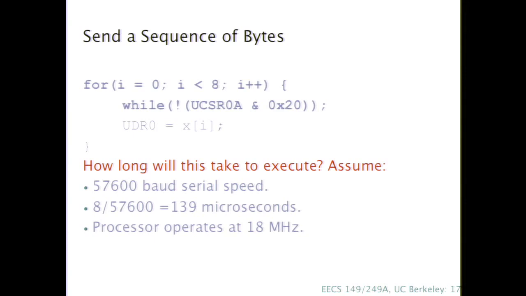That means it's going to take 139 microseconds before the UART is going to be ready again. So the while statement is going to have to wait 139 microseconds. How much is that? Well, if the processor operates at 18 megahertz, you can figure out how many instruction cycles that is. It turns out that each pass through the while loop takes 2,500 cycles. Meaning, instead of sitting there in that while loop doing nothing, waiting for the UART, you could have executed 2,500 instructions and done something useful. Instead, you had your processor just sitting there waiting for incredibly slow hardware to catch up.